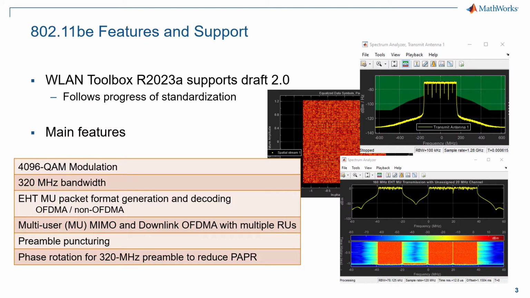Wireless LAN Toolbox release 2023A supports draft 2.0 of the 802.11be standard, and we actively update the toolbox as the standard matures. It supports most features including 4096 QAM modulation and increased bandwidth of 320 MHz, both of which increase the maximum possible data rate that 802.11be offers. EHT multi-user packet format generation and decoding, with multiple resource unit assignment and preamble puncturing, and phase rotation for the 320 MHz preamble.